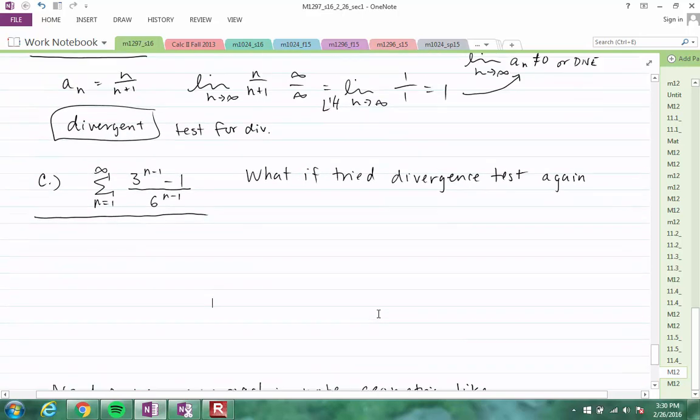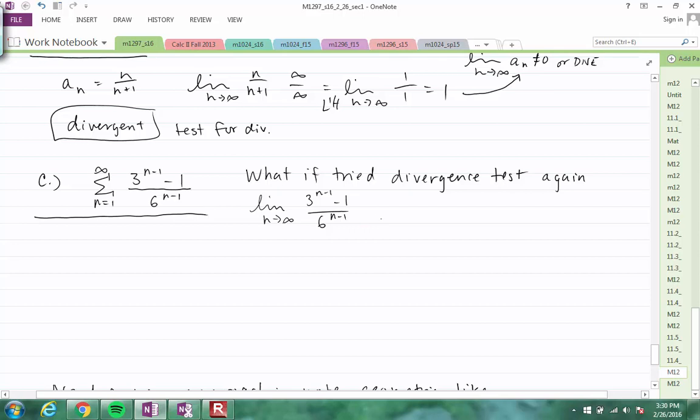So on part C, we got the series of (3^(n-1) - 1) over 6^(n-1). Just throwing something out there, we had just talked about the divergence test. What that involves is taking the limit of the general term, (3^(n-1) - 1) over 6^(n-1), and seeing if you get a non-zero value for that. If so, it's divergent.